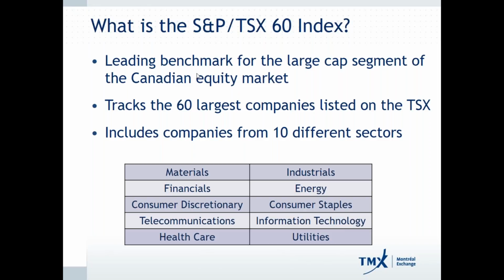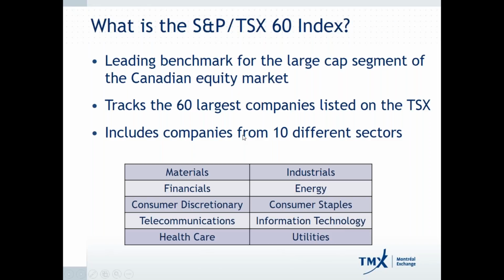It tracks 60 of the largest companies listed on the TSX, and it includes companies from 10 different sectors. So you've got your materials, financials, consumer discretionary, telecommunications and healthcare, industrials, energy, consumer staples, information technology, as well as utilities. These particular sectors tend to stay the same, but their weightings, or the exposure that the index tracks to each of these sectors, may vary.